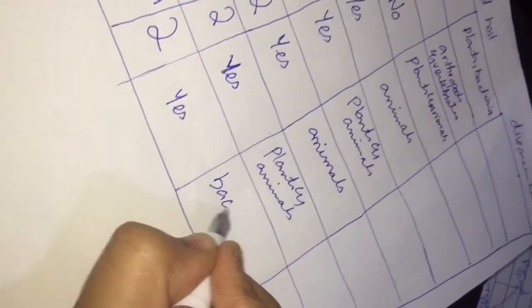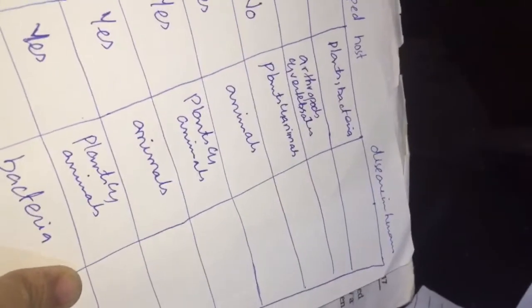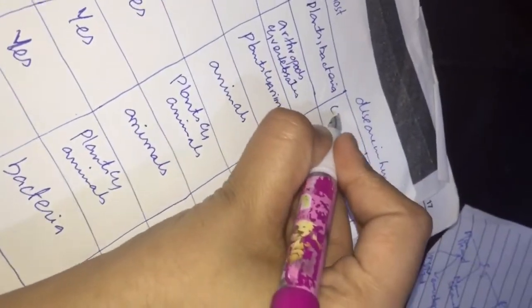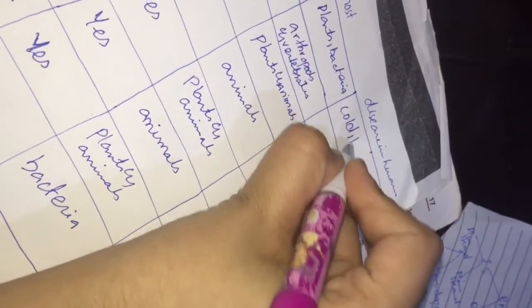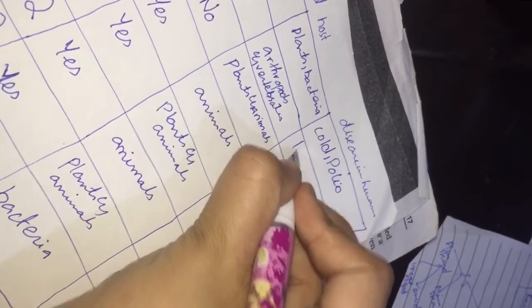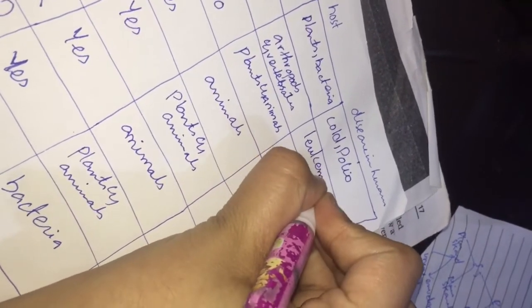Bacteriophage infects bacteria. Now this is the last category which we'll write: which diseases these viruses cause in humans. So we'll write one or two examples of every category of virus. First, unenveloped plus strand RNA virus causes cold and polio, which are most common diseases, and the enveloped plus strand RNA virus causes leukemia and yellow fever.